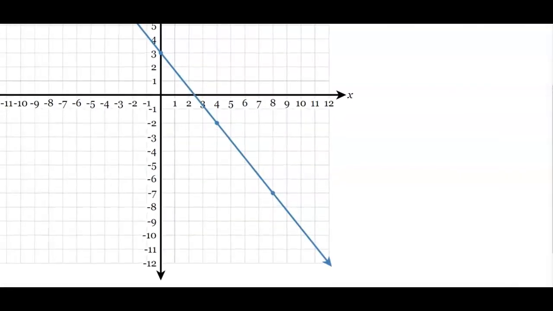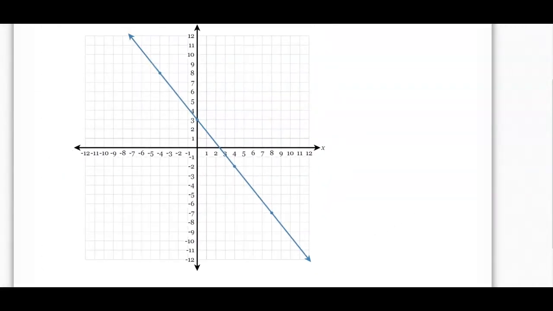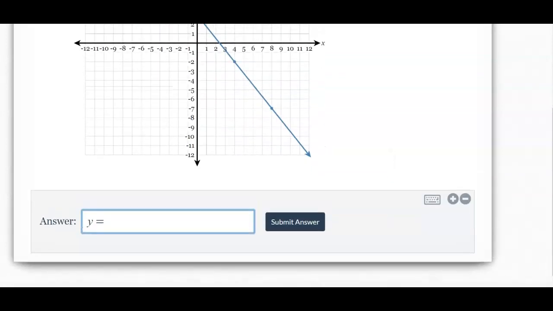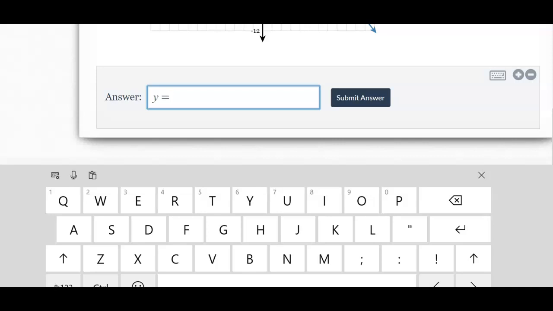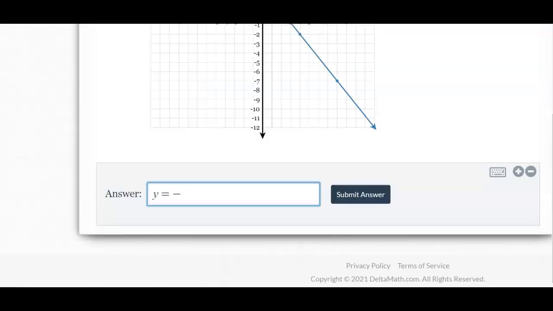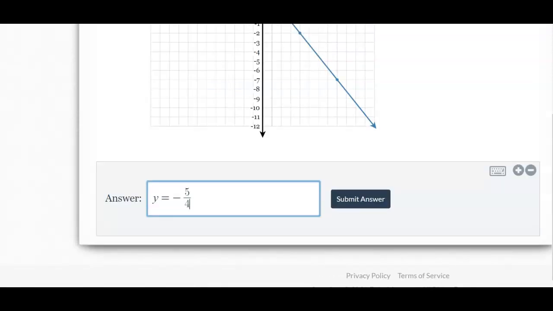So if we count from one point to the next here, we're going 1, 2, 3, 4, 5. My rise is 5. My run is 1, 2, 3, 4. And this is a negative slope. So my slope is going to end up being negative 5/4. Now I'm using keyboard shortcuts to put this in the box, and I recommend you guys do the same.